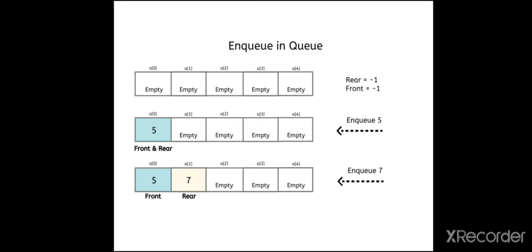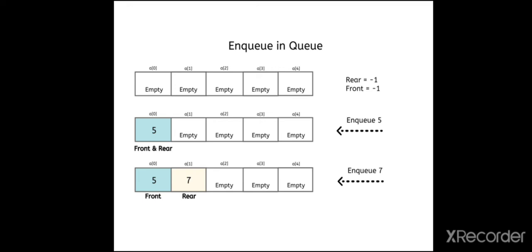We will not be moving the front. We will only increment the rear, because we are inserting the elements from the rear and we are deleting the elements from the front. In this way, we will be inserting the elements into the queue.